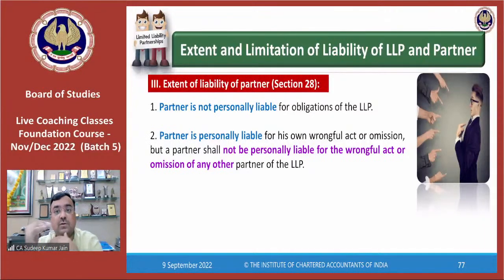If a partner is authorized by LLP to do something during the course of business, and he knowingly made the mistake and there is loss to third person, then LLP will be liable. And LLP will claim from the partner. He will be personally liable, but other partner will not be liable for that. Clear?